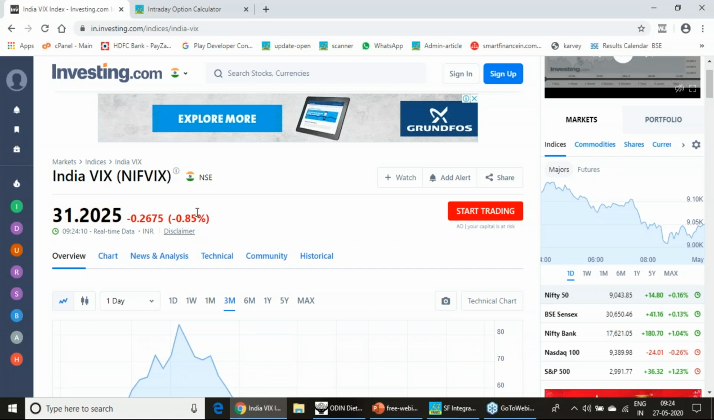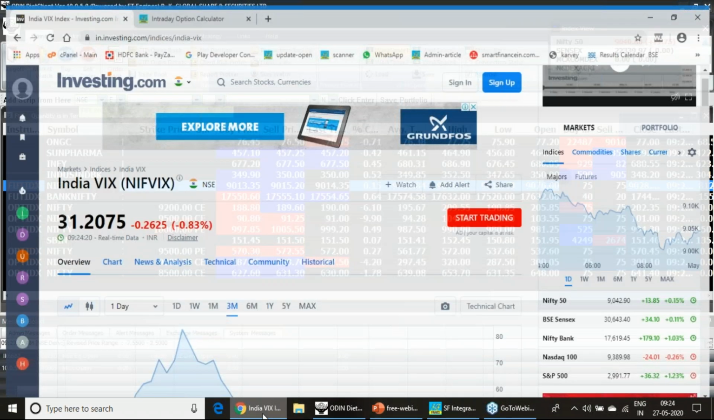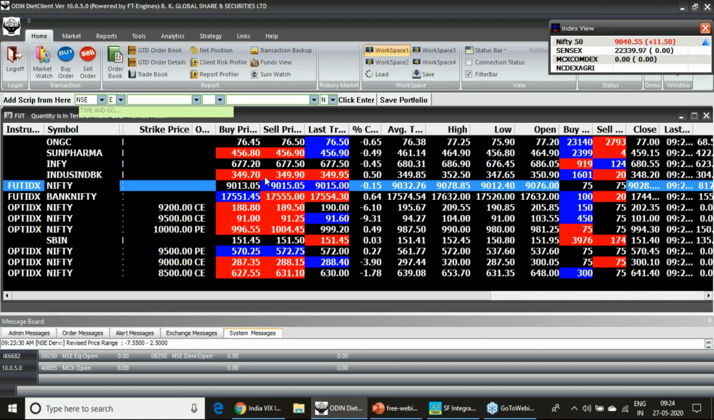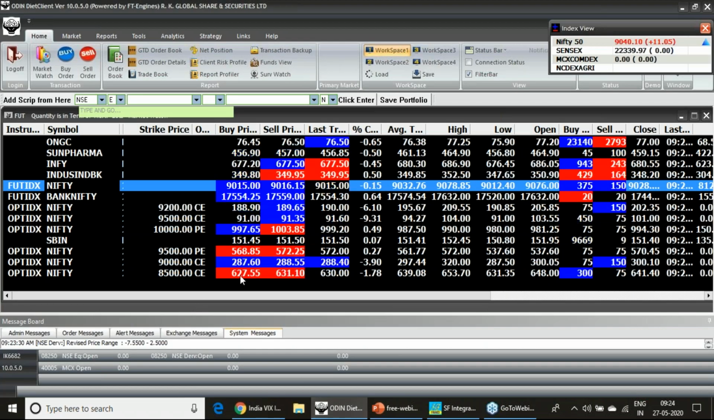Now see, prices are falling. However, the VIX has also fallen by 8. It has to fall by a minimum of 1%, then only do you get the chance to buy. Anyway, we'll analyze and keep it ready. If things go in our favor, we can buy, or else not.